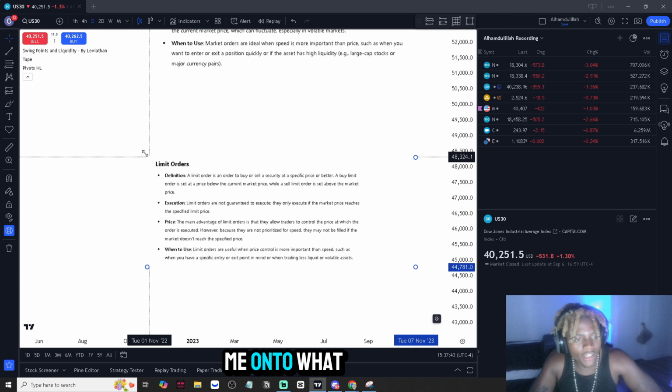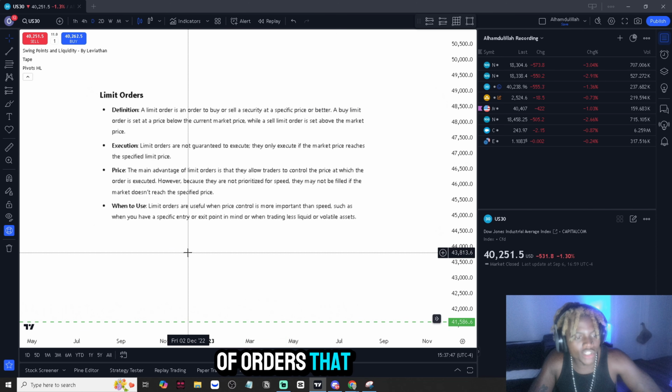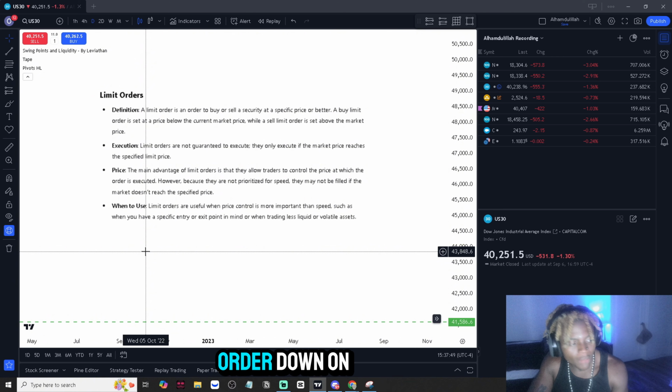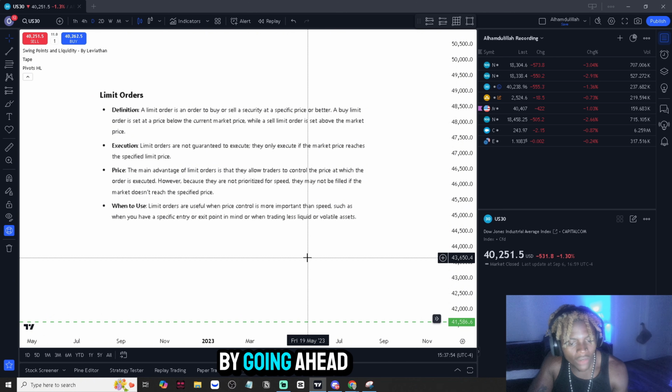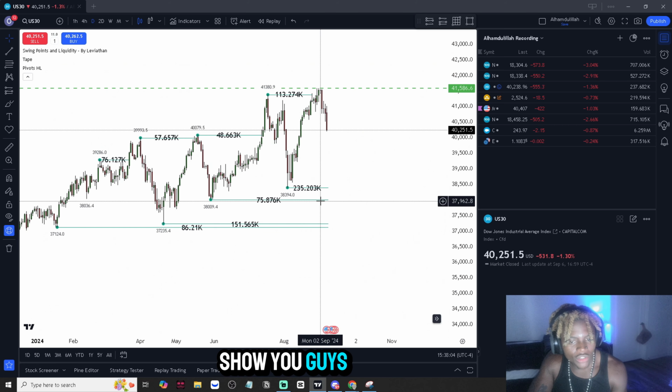This brings me on to what limit orders are. Limit orders are the other type of orders that you might see, and you can place a limit order on TradingView or your options broker or whatever you're on. As you can see here, this is going to be a sell limit order. A sell limit order is going to trigger when price decides to cross down. Let me show you this, for example.